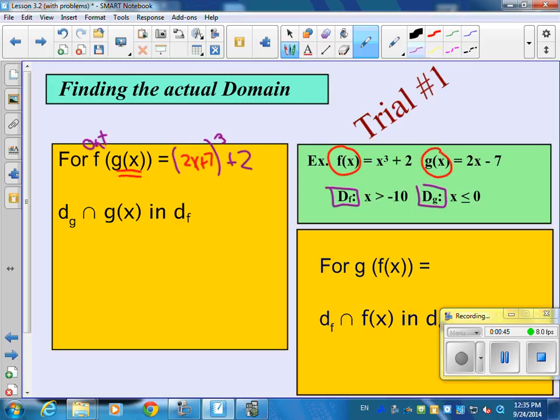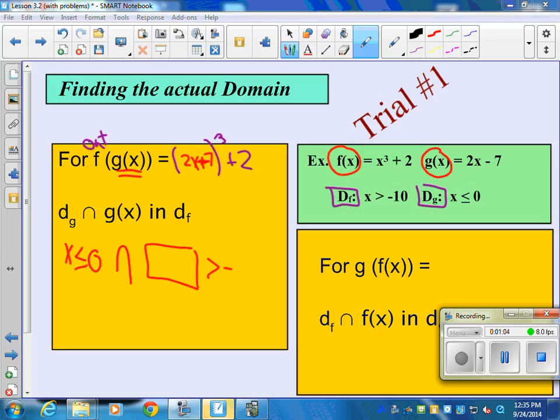Now we're going to take the domain of g of x, which is the inside. And the domain of g is given to be x less than or equal to 0. Now we're going to intersect that with the domain of the outside, which is x greater than negative 10. But instead of x, we put the inside function, 2x minus 7. I'm going to get it right this time.